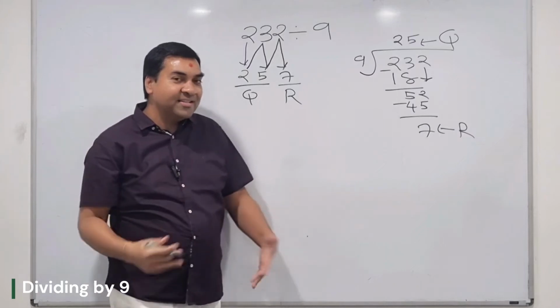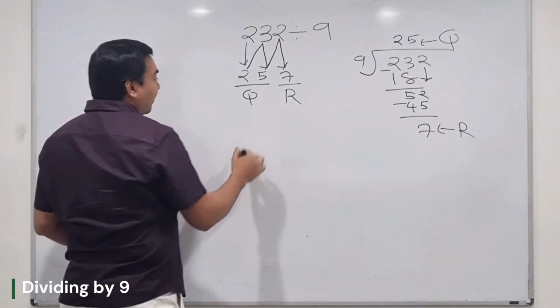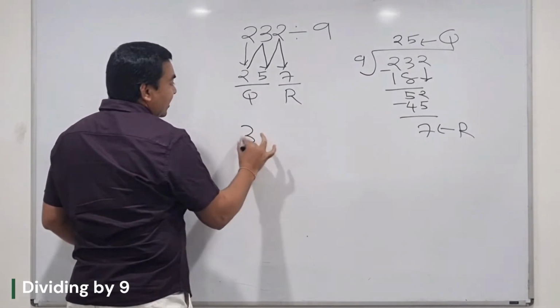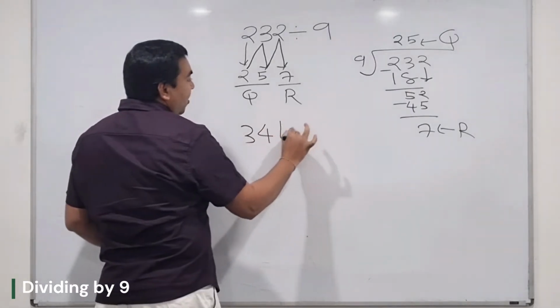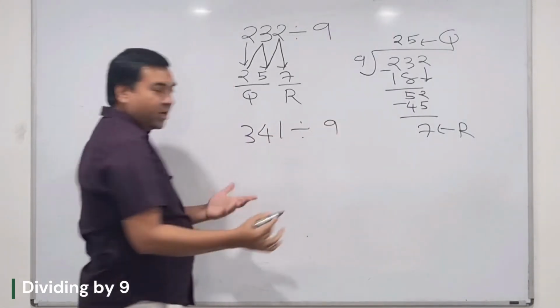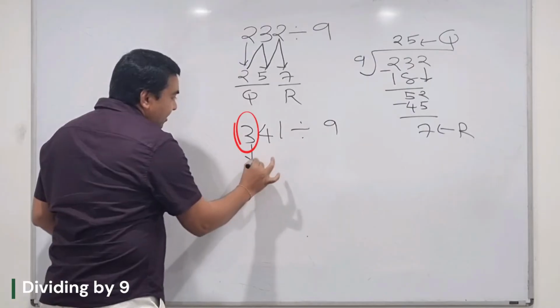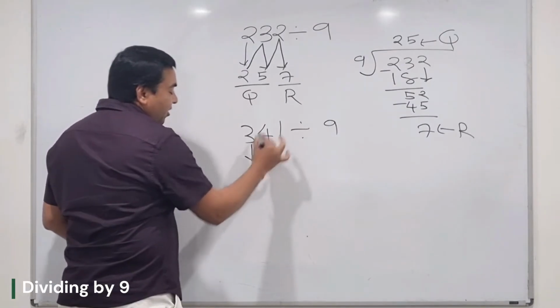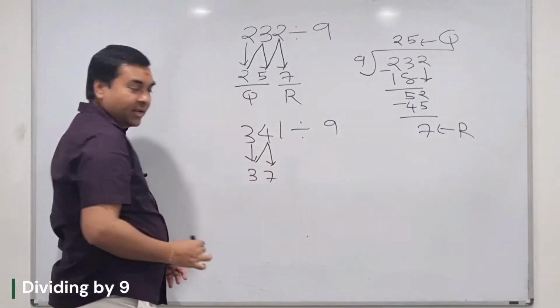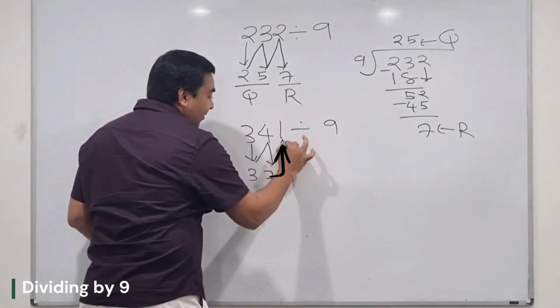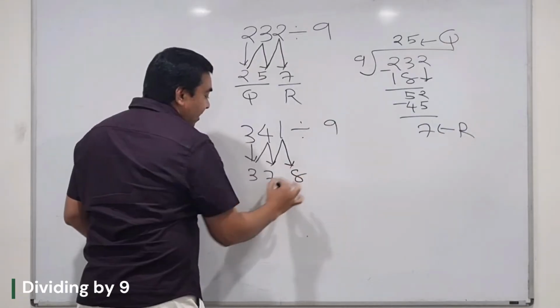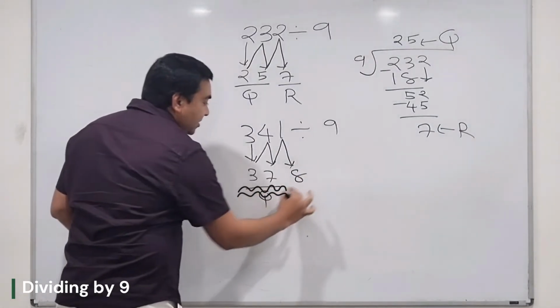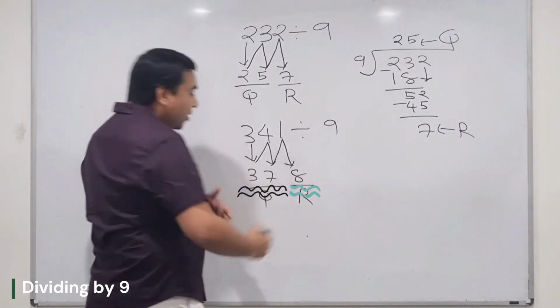Let's do another question, guys, so you can have a bit more understanding. Let's say I'm taking 3, then 4, and then 1 divided by 9. What do I need to do? Get my first digit down, which is 3, and then 3 plus 4. What is 3 plus 4? 7, and then 7 plus 1. 7 plus 1 is 8. So this is my quotient and this is my remainder.